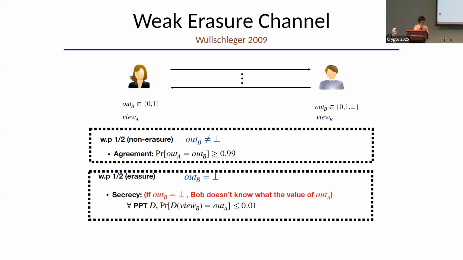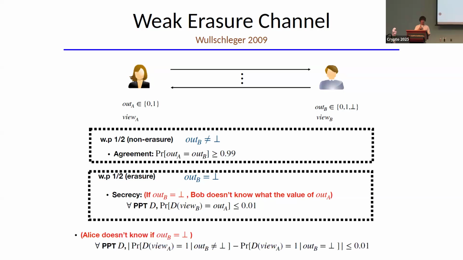In the erasure case, Bob outputs nothing, and he doesn't know the value of out A. And we also want Alice not to know if out B is bot. Wullschleger shows that if we have such a magic channel, then we can use it to construct OT.